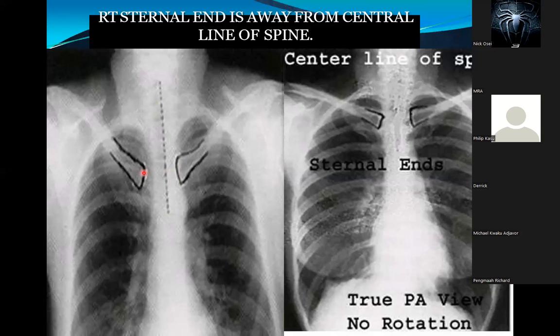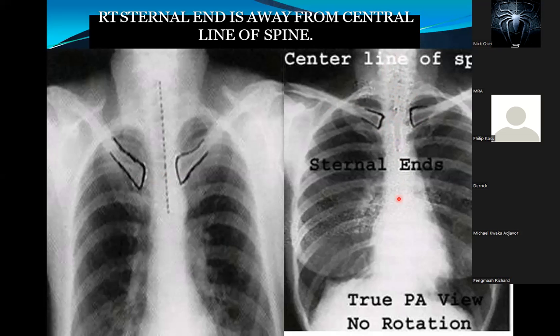So you realize that on this particular chest X-ray on the left, the one here is further away from the spinous process compared to here. Here is closer than here. I hope you're getting it. Compared to this one here, look at where the spinous process is. It's right in the middle, and the medial end of this clavicle is equidistant to this one. In between is the spinous process running right through the middle.